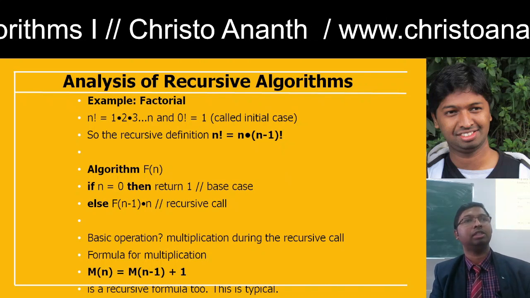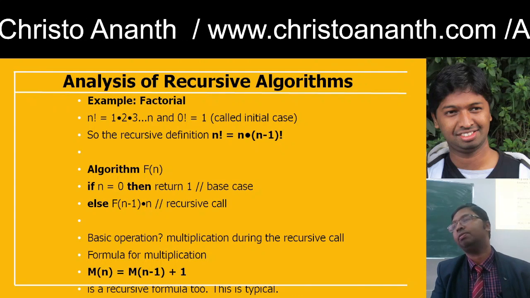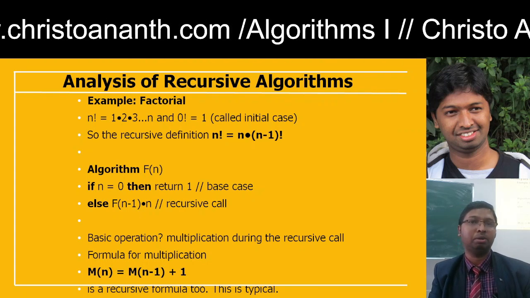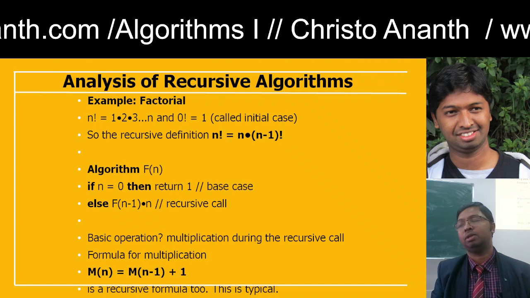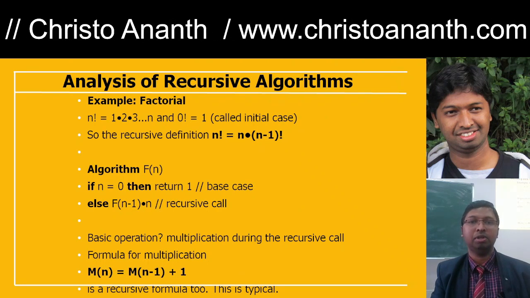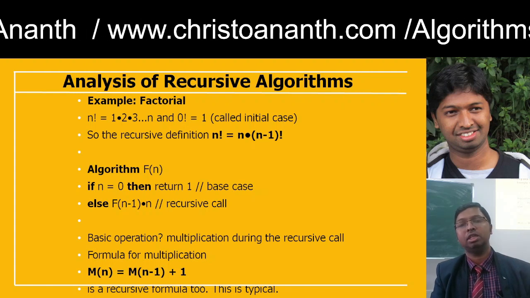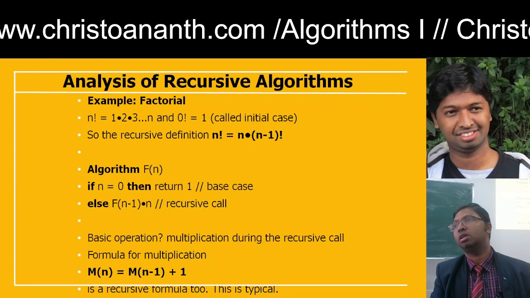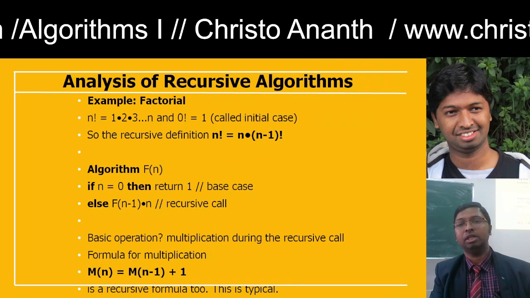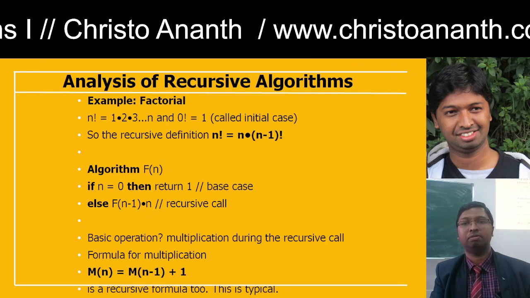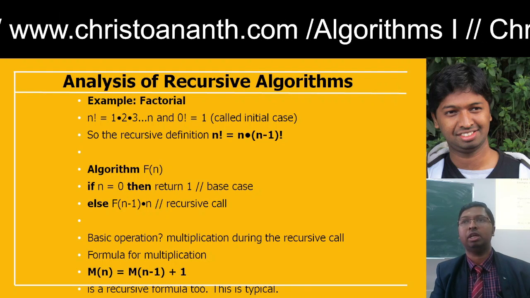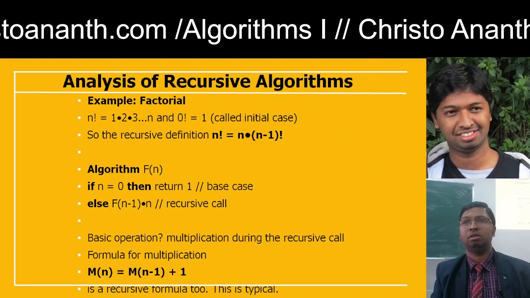Next, you try to analyze a recursive algorithm. You try to find the factorial. Maybe 6 factorial means 6 multiplied by 5, multiplied by 4, multiplied by 3, multiplied by 2, multiplied by 1. And you know very well, according to the initial conditions, 0 factorial is equal to 1. So the recursive definition is n factorial is equal to n multiplied by (n minus 1) factorial. Similarly, (n minus 1) factorial means (n minus 1) into (n minus 2) factorial.